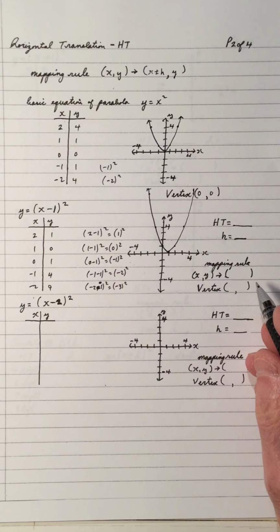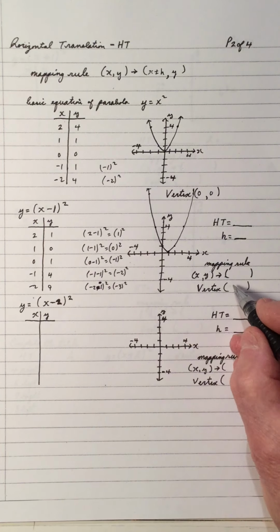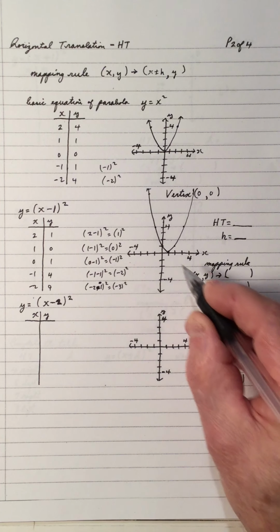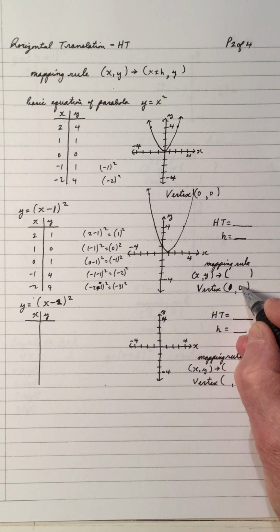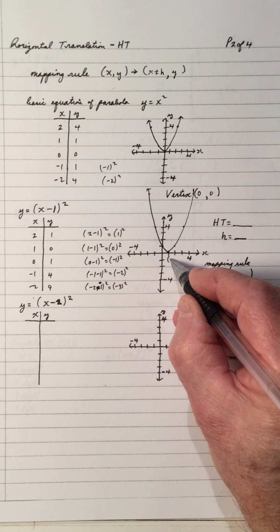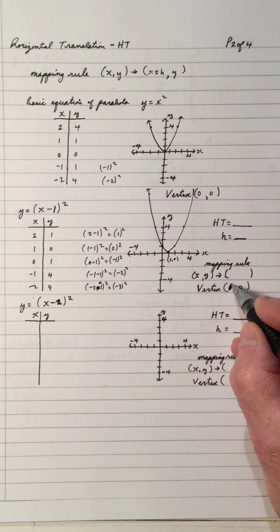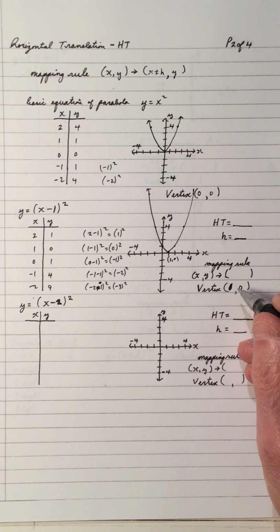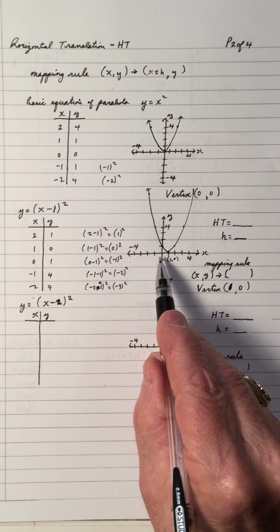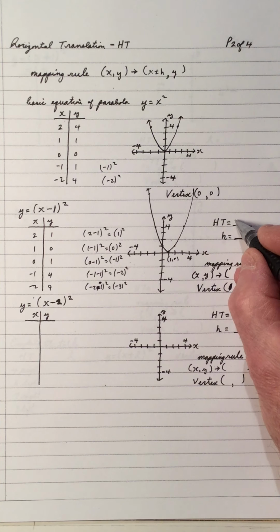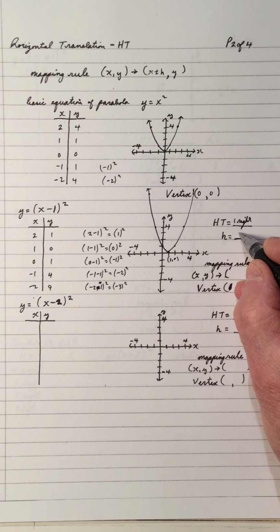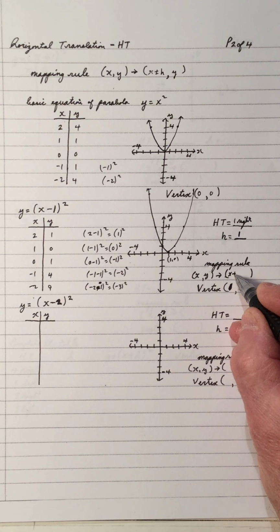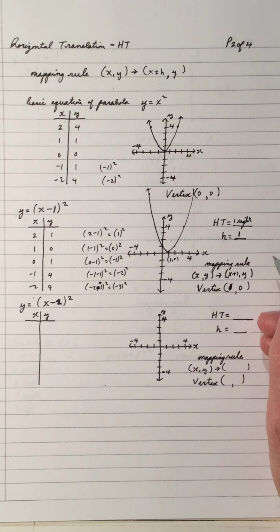So what did I notice? I noticed the vertex went from x is 0 to x is 1, and y is 0. So that point right there is (1, 0). So the vertex is (1, 0). That means that it moved 1 to the right. So the horizontal shift is 1 right, which means the h is a 1. So the mapping rule is (x plus 1, y).